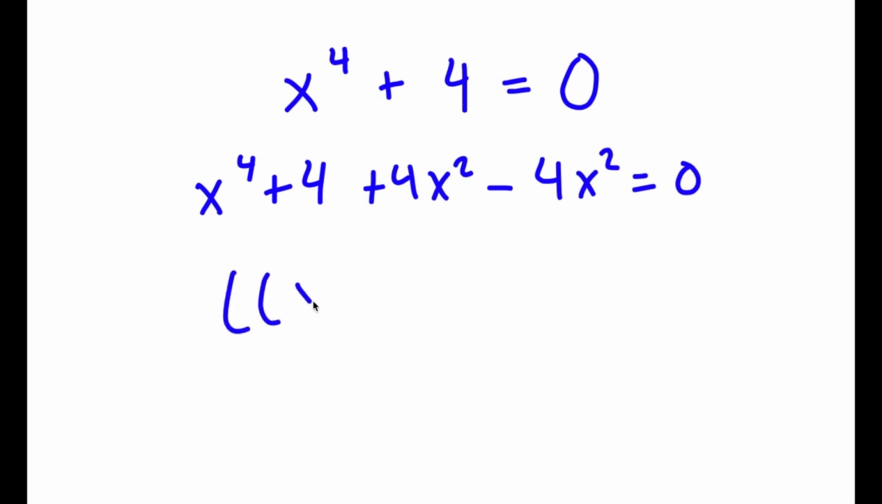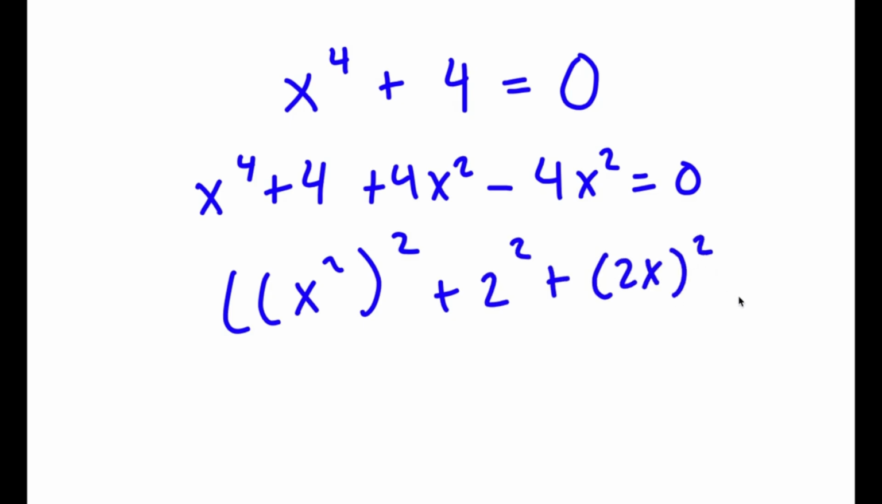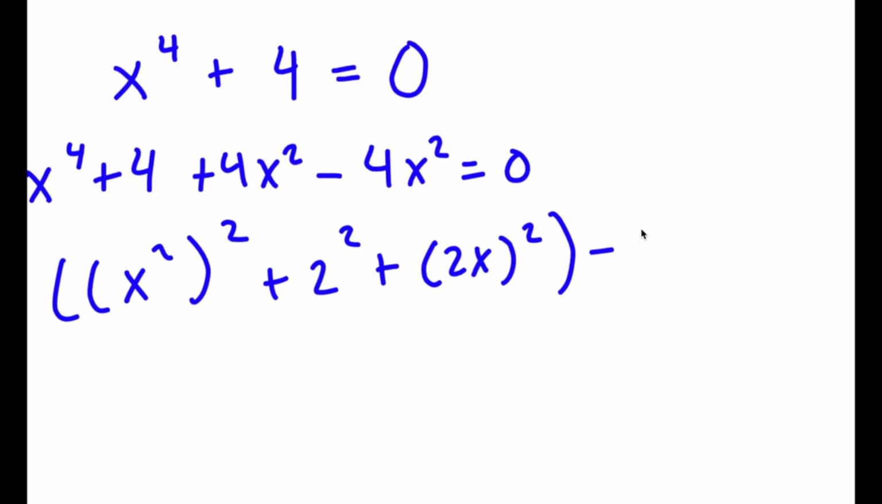Now, I'm going to rewrite this as x squared to the power of 2. I'm going to write x to the power of 4 as x squared to the power of 2, plus 4 I'm going to write as 2 squared, plus 4x squared I'm going to write as 2x to the power of 2, and I'm going to put this in parentheses, and at the end, I simply have minus 4x squared is equal to 0.